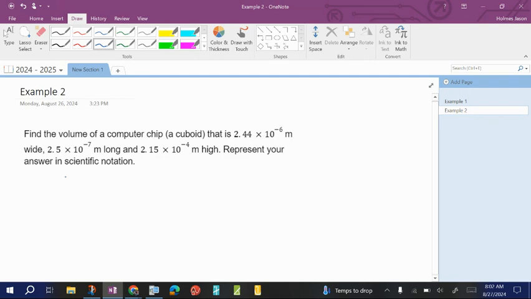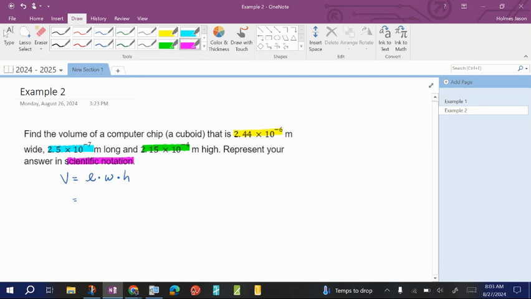Okay, so the volume of a cube is length times width times height. And if you read this, we have the width here, we have the length here, and we have the height here. And so what we're going to do is multiply these three numbers together, and then represent our answer in scientific notation.